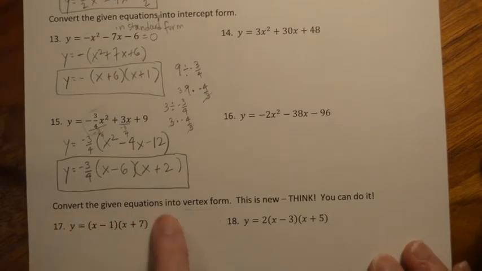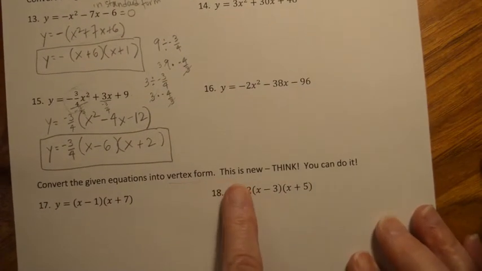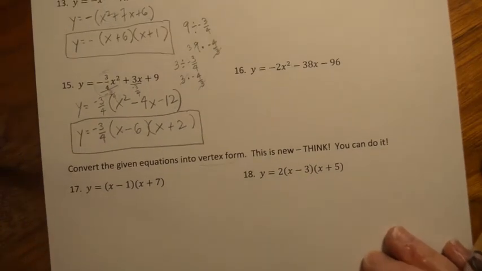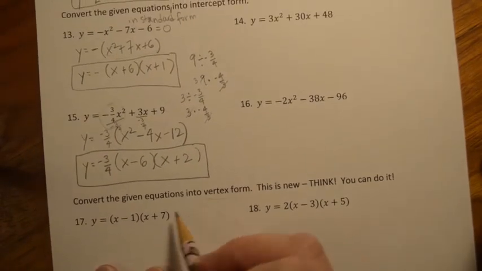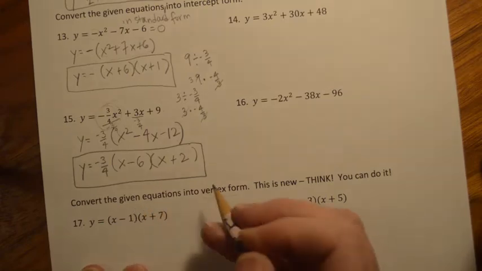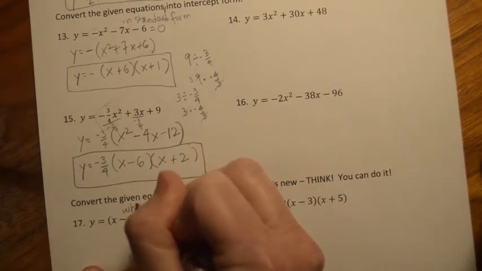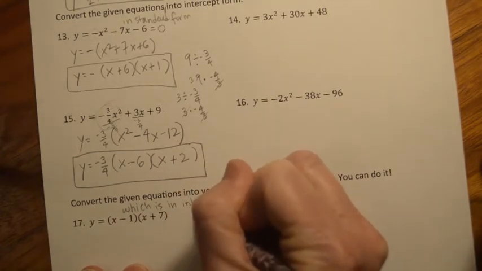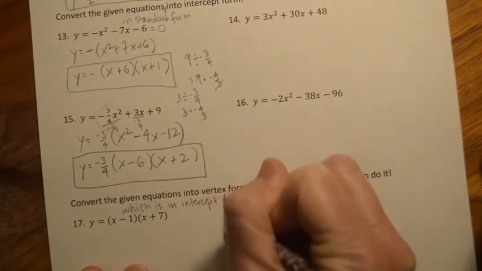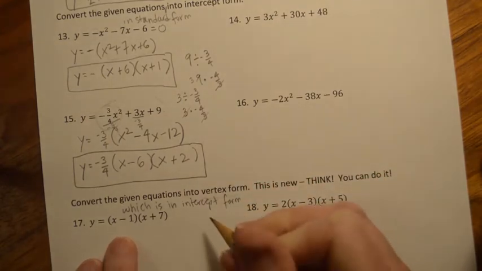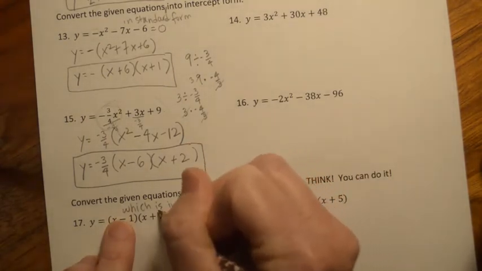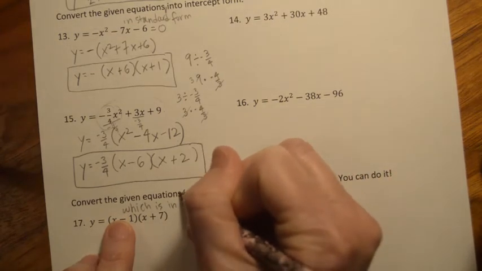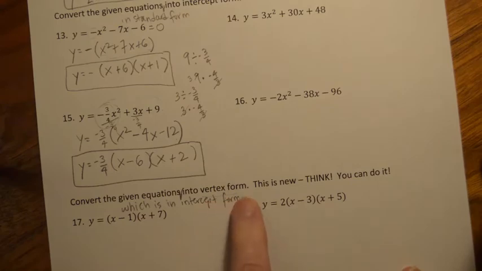Okay, convert the given equations into vertex form. This is new. Think you can do it. We're going to do one of them together, and you will be able to do the other one on your own. All right, so it's asking me to convert the given equation, which is in intercept form, into vertex form.